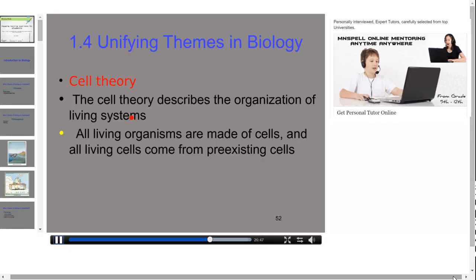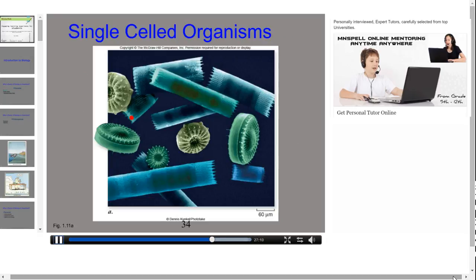So one of the important unifying themes in biology was the cell theory. That is, the cell theory describes the organization of living systems. All living systems are made of cells, and all living cells come from pre-existing cells. There is no doubt, and we cannot even imagine a living cell forming from a non-living thing. Just imagine life forming from a piece of table, from a piece of chair. Those were the myths which we had before and were proven completely wrong.